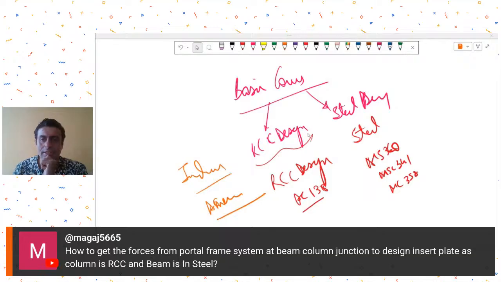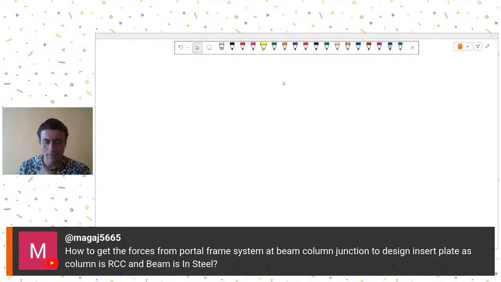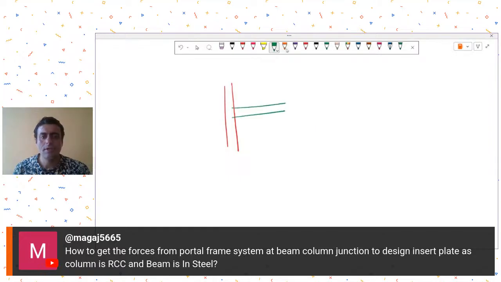Then Mr. Magaj is asking how to get the forces from the portal frame system at the beam column junction to design an insert plate, as the column is RCC and the beam is steel. So you go to member forces and check the member forces at the beam ends. That's it. Simple. So you have a column in elevation, let's say, and this is your beam. And now you want an insert plate over here. So the insert plate is getting connected to the beam, right? So you check the end forces, moments, whatever, for the beams.